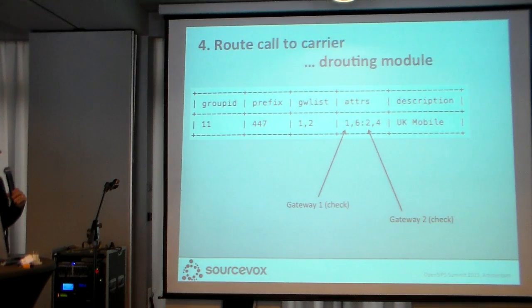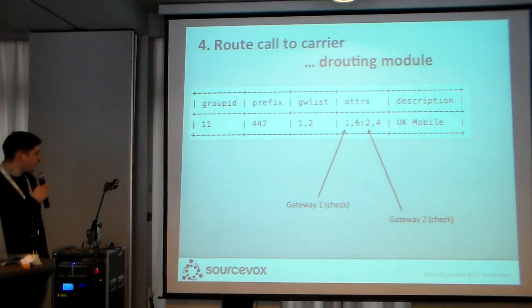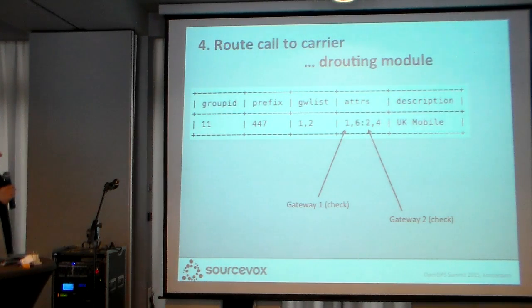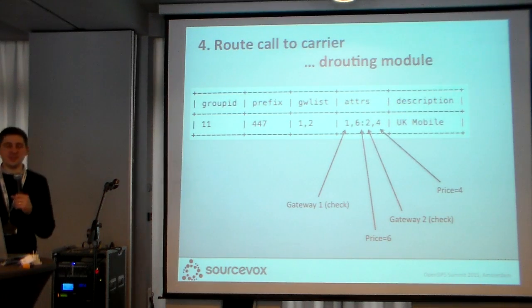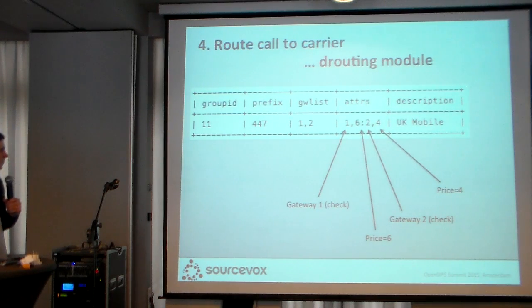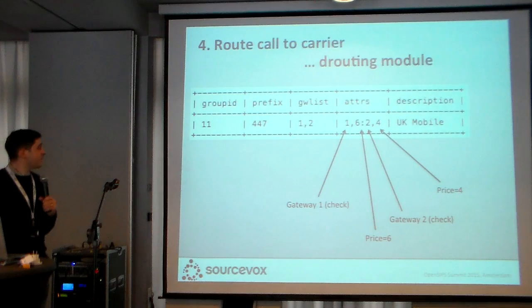So the list of attributes, 1,6, colon 2,4. The first set is 1,6. The 1 corresponds to the gateway, which is 1, which can be used as a check in the scripting later. And the 6 is, in this example, just going to refer to a price. It doesn't mean cost per minute. It's just for the purposes of this example, just a number we can do some comparisons against. So the price to send this call to BT is 6, and the price to send this call to Vodafone is 4.